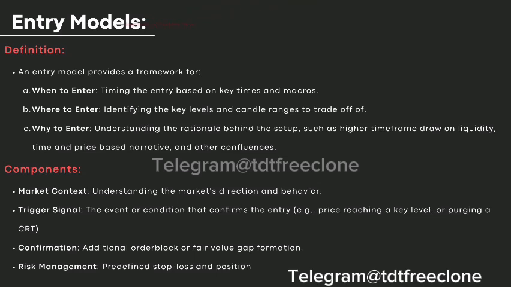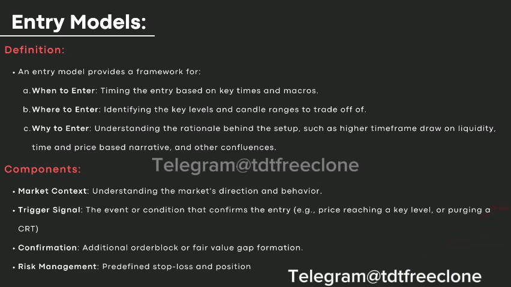For example, during the London kill zone, price purges the Asian range low, and along with that, it also purges below a 4-hour candle range and taps into a bullish order block on the 4-hour, and then it starts rejecting. This whole event itself is your trigger to now look for a long entry, and that could be either a turtle soup entry, or you could wait for an order block to form, and after that is formed, then you can enter a trade idea. That is up to you.